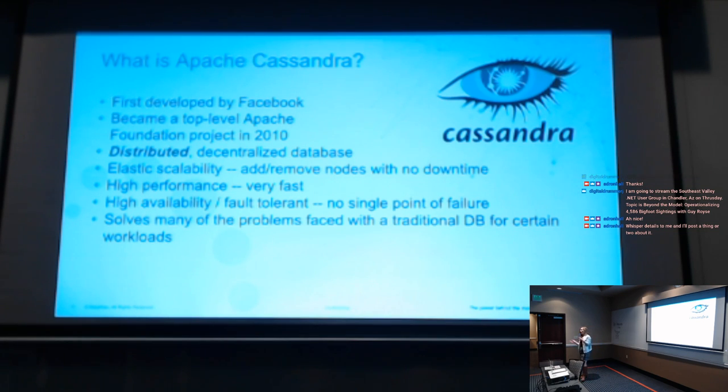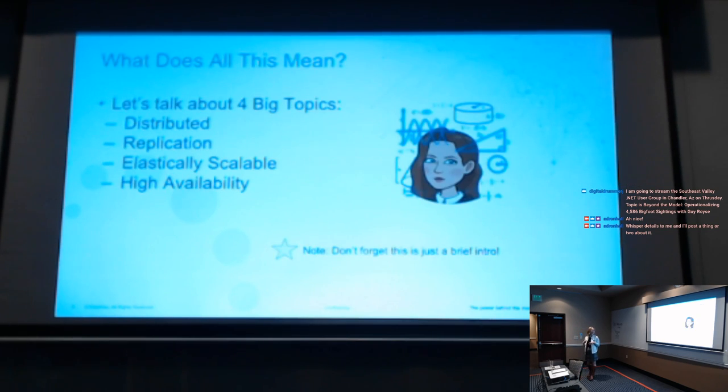Right, when we're talking about NoSQL, it has its place. Relational database, it has its place, right? So what does this all mean? So let's talk about 4 big topics in the NoSQL or Apache Cassandra space: distributed, replication, elastically scalable, and high availability.